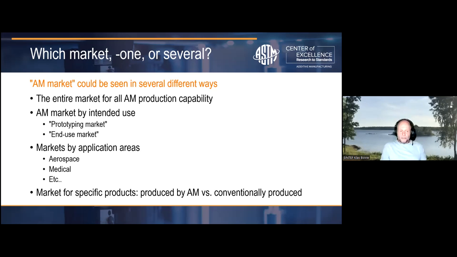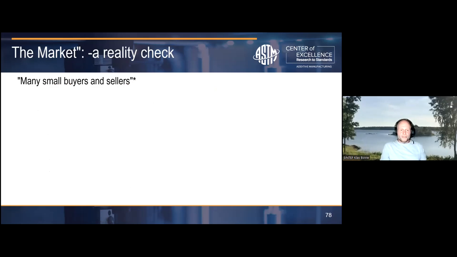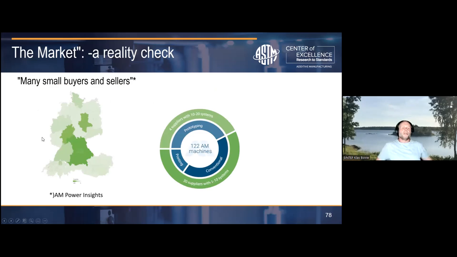Then you need to think about markets in terms of application areas. We have aerospace, where they're quite used to buying things from AM, medical too. But for machine tools and automotive, they have not really reached that level yet. And then we have markets for specific products. Shall we compare AM to conventionally produced, as they are in competition in reality? So the market is not quite developed. Many small buyers and sellers, is it? Well, this is an observation from Germany.